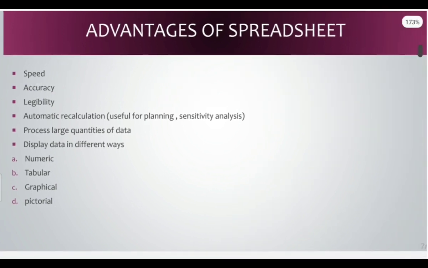If we talk about the advantages of spreadsheet, so these are speed, accuracy, legibility, automatic recalculation, process large quantities of data, display data in different ways like charts, graphs, numeric, tabular, graphical and pictorial form. So डाटा जो है डिस्प्ले किया जा सकता है न्यूमेरिक फॉर्म में भी, टेबुलर फॉर्म में भी, ग्राफिकल फॉर्म में भी और पिक्चोरियल फॉर्म में भी. And the automatic recalculation is used for planning and sensitivity analysis.